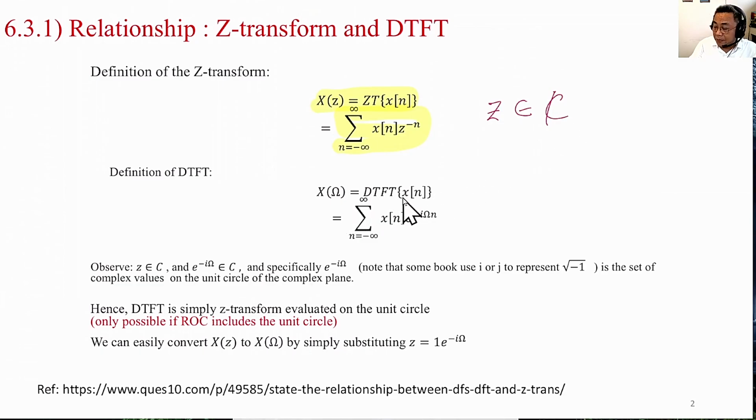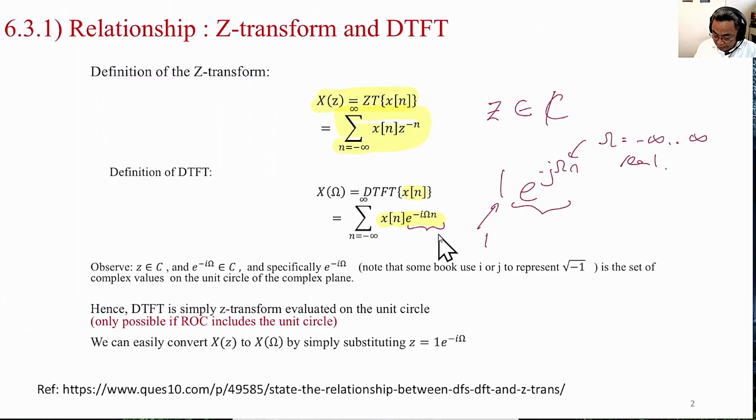While in the DTFT, we are also going to take x[n] and we are going to multiply with a complex number. But in this case, the complex number only belongs to the unit circle. So e to the minus j omega n, omega is from minus infinity to infinity, the real, but the amplitude is 1, and this is equal to cosine omega n minus j sine omega n. By substituting different omega, we will basically get a circle.